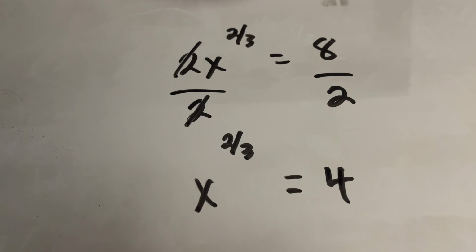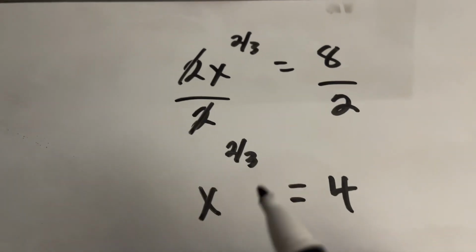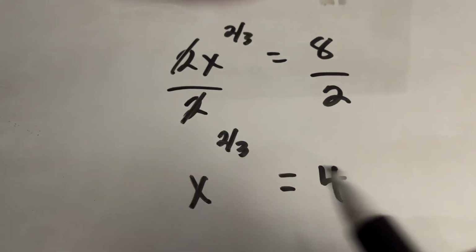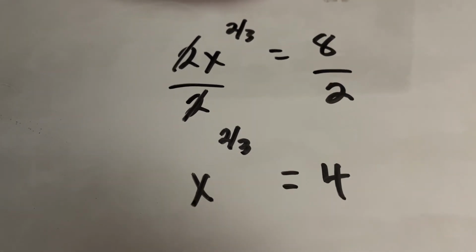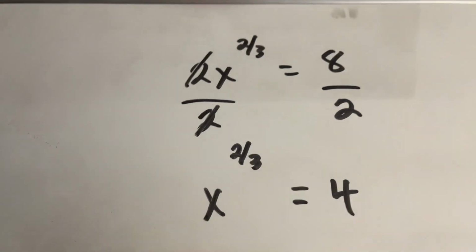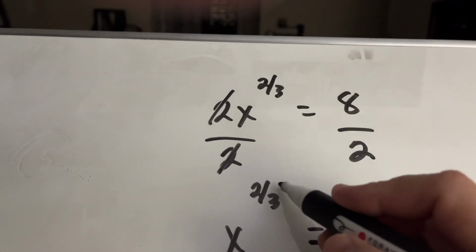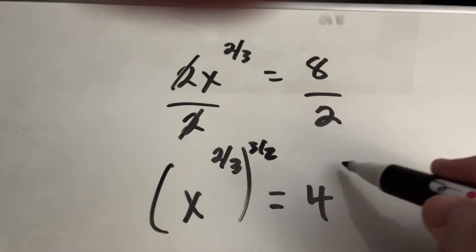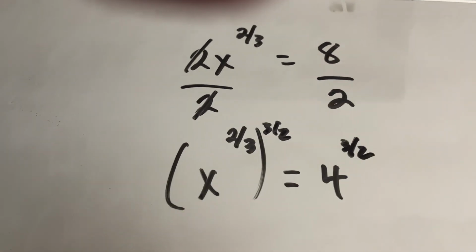So now I have this. Now to get rid of a fractional exponent, what you want to do is raise both sides of this to the 3/2 power. That's the reciprocal of 2/3. So notice if I do that, I'm raising this side to the 3/2 power, and I'm also going to do the same thing to this other side.